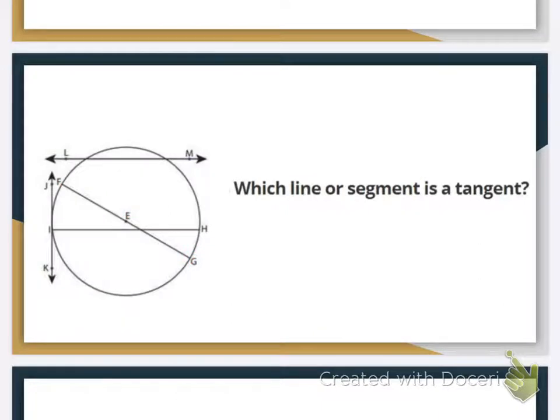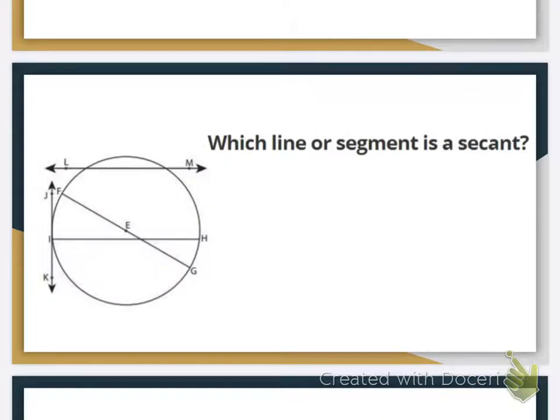Which line or segment is a tangent? So remember, when we talked about tangent, it's where it touches at one point and goes off infinitely in either direction. So JK is considered to be the tangent line. You could have called it KJ, IJ, JI, IK, KI, but this one is a line, so you put the arrows on the outsides.